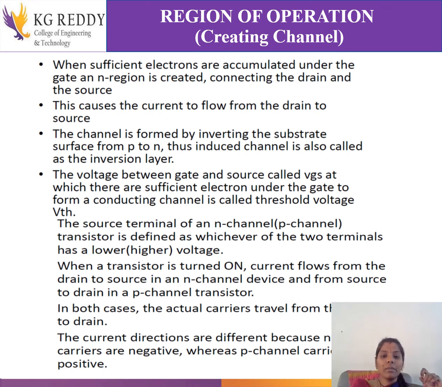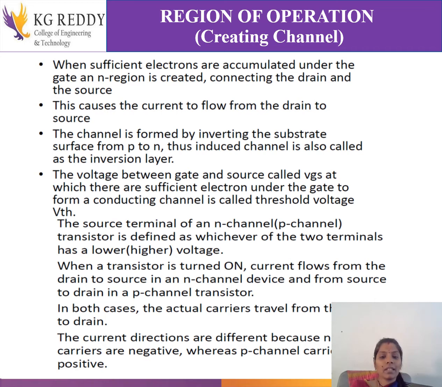Now, the source terminal of an N channel transistor is defined as whichever of the two terminals has a lower voltage, and for a P channel, a higher voltage. Sorry, here what we are using is the source terminal of an N channel or P channel transistor, with lower or higher voltage, meaning either we can ground it. If it is for the NMOS, we will simply ground it, or for the PMOS we give some voltage.